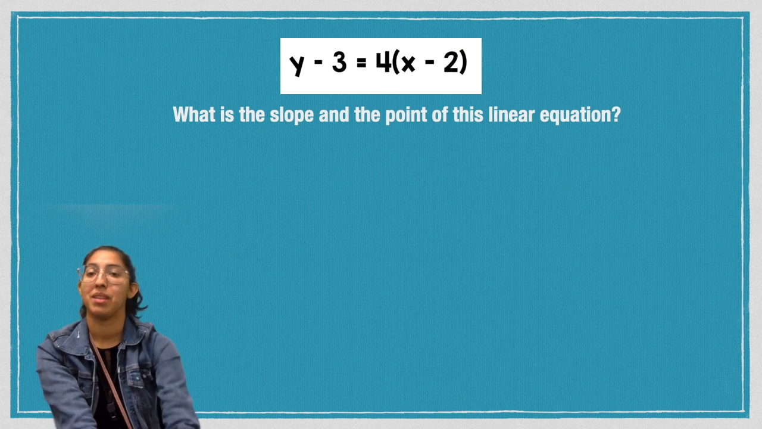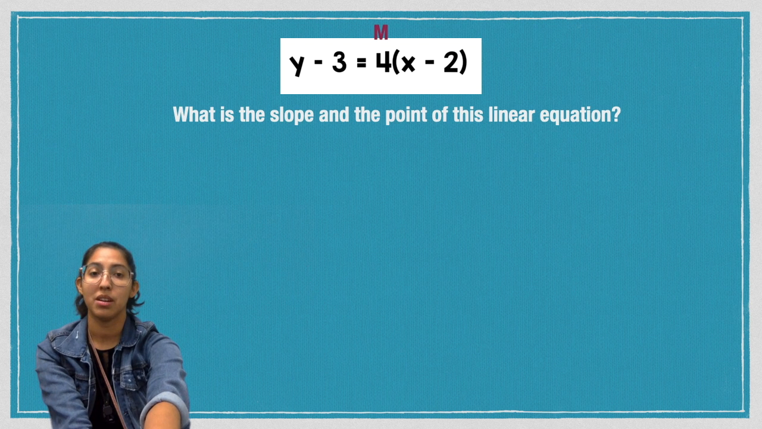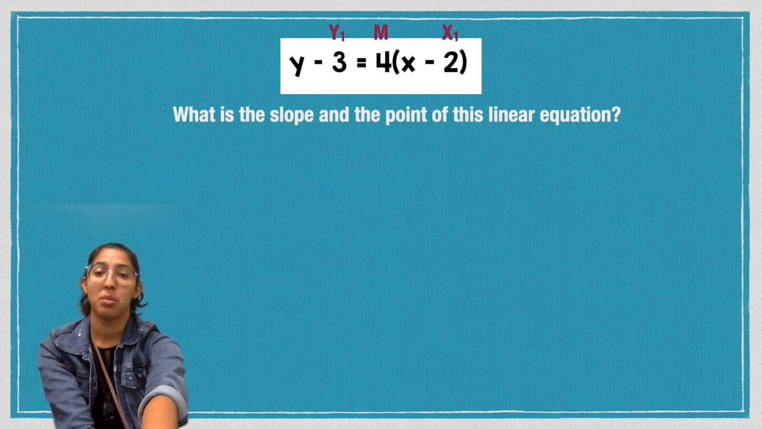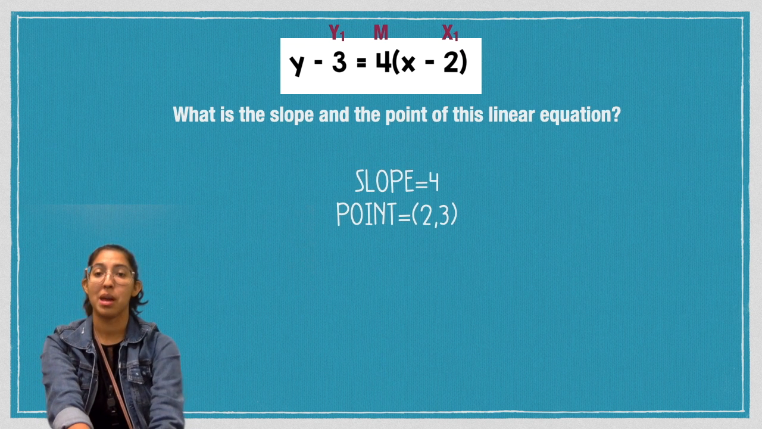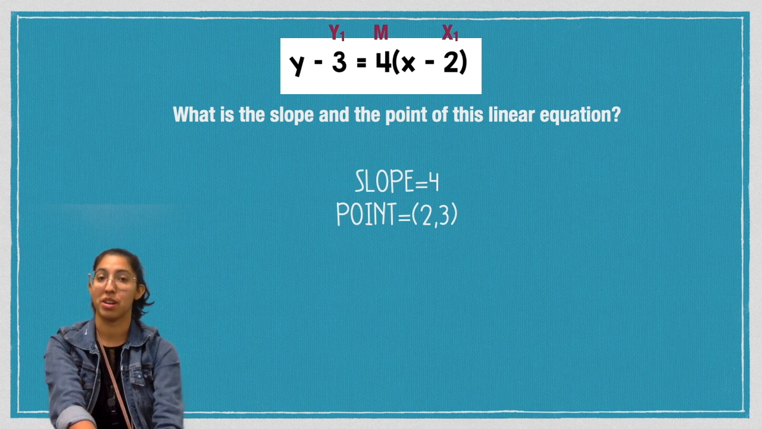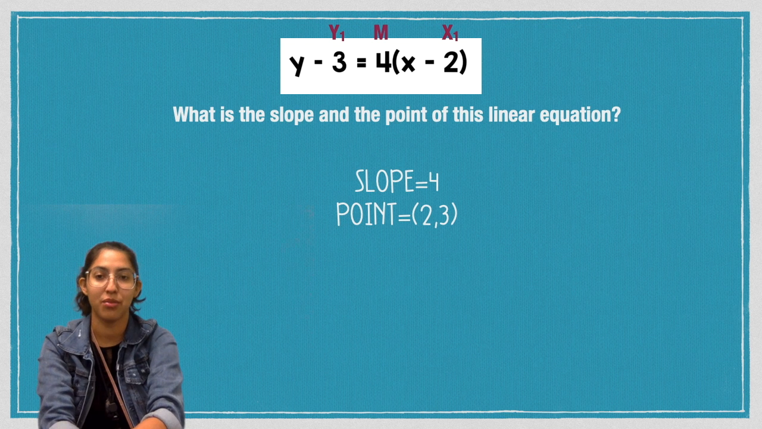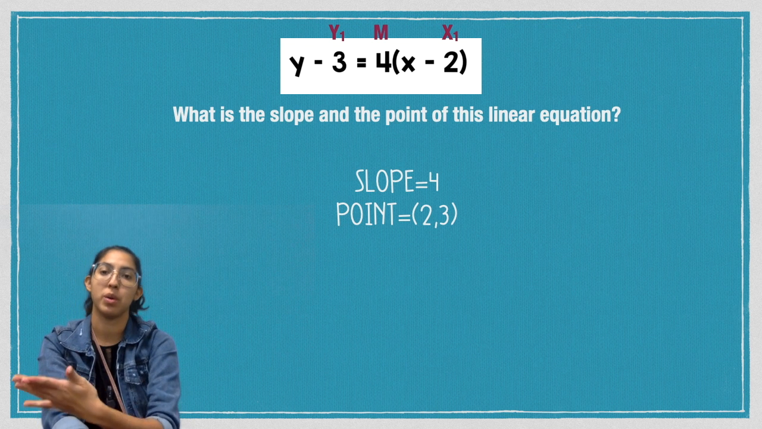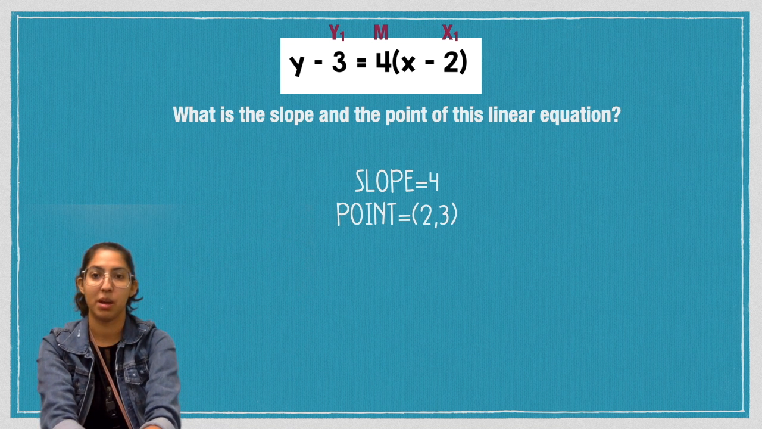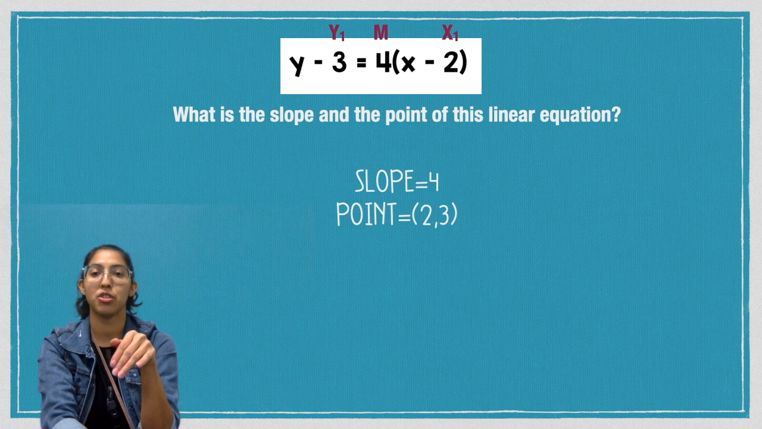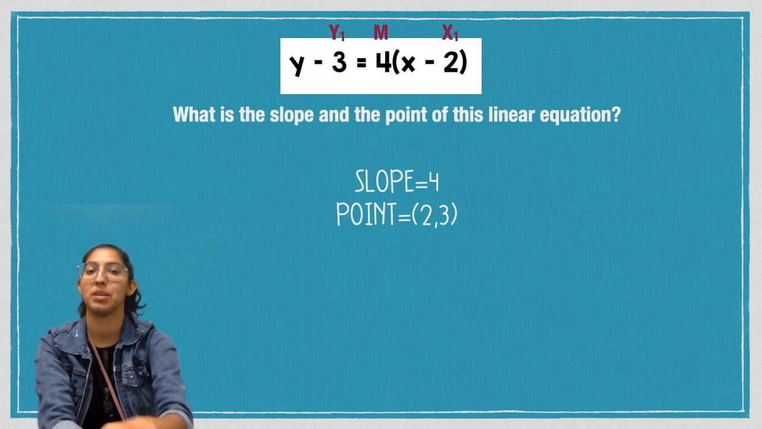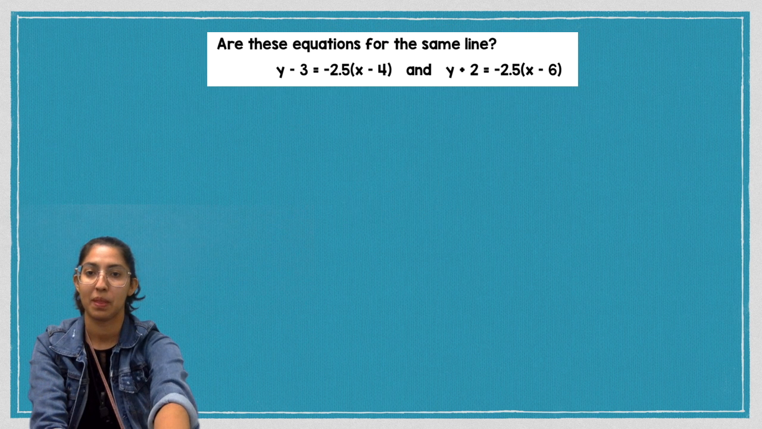So again, I would label. So m is here, x1 is here, y1 is here. So that means my slope is 4 and my point is (2, 3). Remember, the sign in front is just part of the equation. It's not the actual number. So if that would have been a positive 2, like x plus 2, then that was a negative 2, okay?